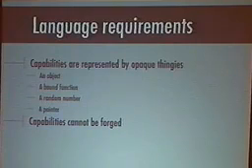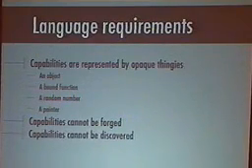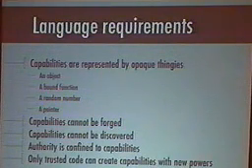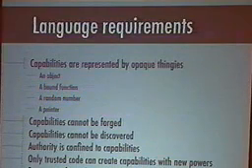Another feature of capabilities is they can't be forged. So you have to be unable to make up something that looks like a capability or is exactly the same as an existing capability. You should not be able to discover them, so you shouldn't be able to search around in the memory space or use introspection or whatever to find capabilities that you don't have. Authority should be confined to capabilities, and only trusted code should be able to create capabilities with new powers. And if you don't have the capability, you shouldn't be able to do anything that's interesting other than computation.